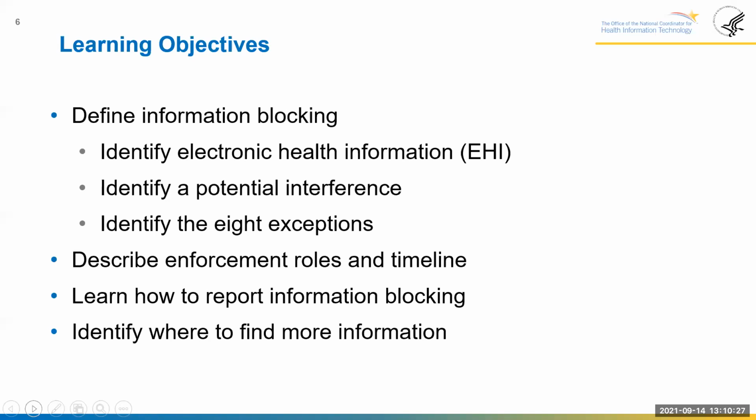So we're going to talk today about the definition of electronic health information. We're going to talk about what does interference mean. We'll also talk about the 8 exceptions that are available for purposes of compliance with the information blocking regulations. We'll also talk about enforcement roles, how to report and share with us if you think that you are seeing occurrences of information blocking. And we'll also talk about resources that are available and where you can find more information. Next slide.